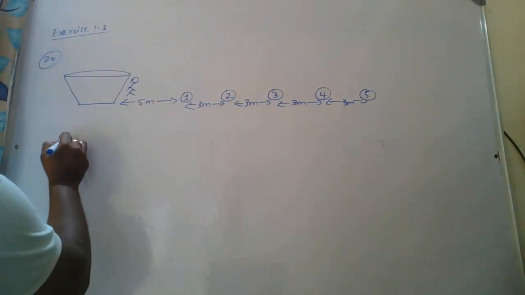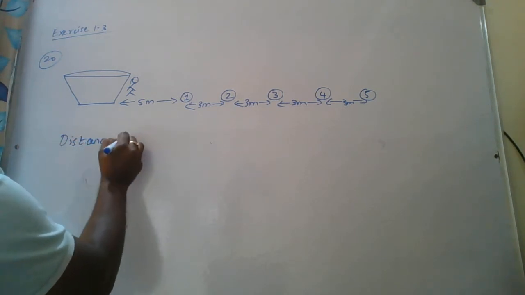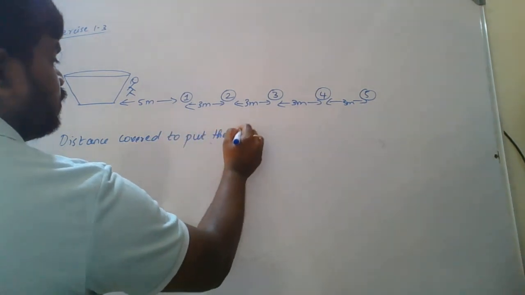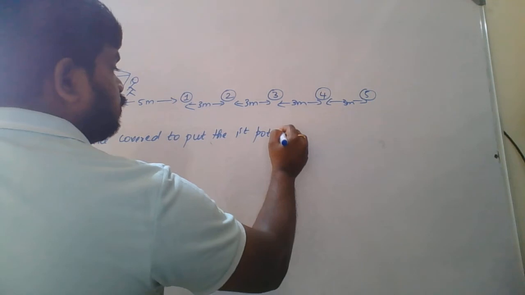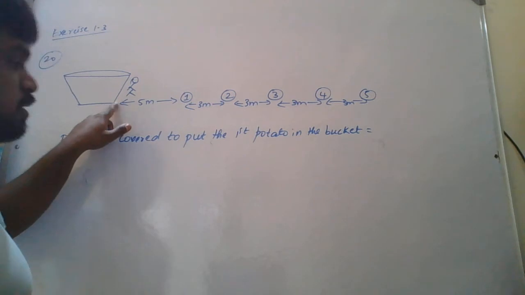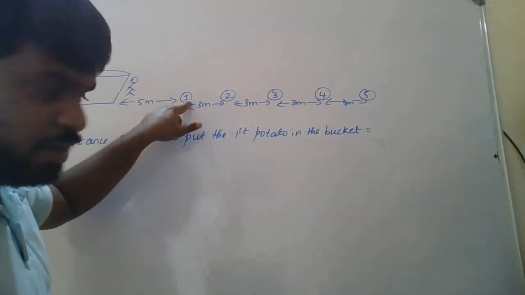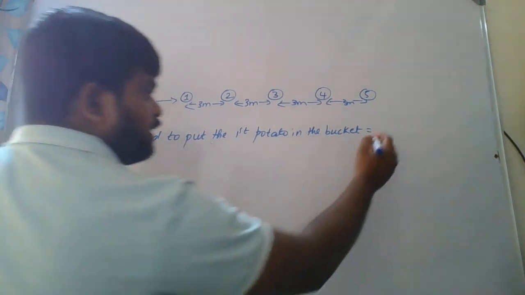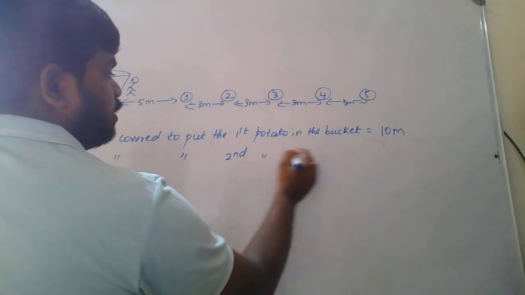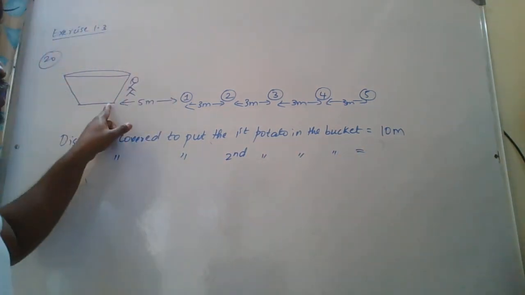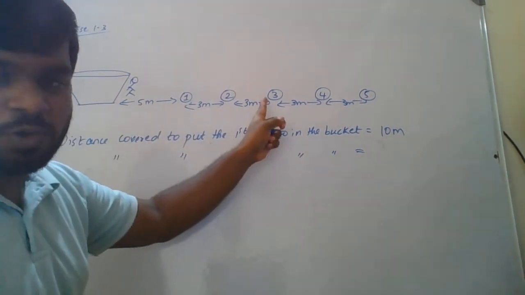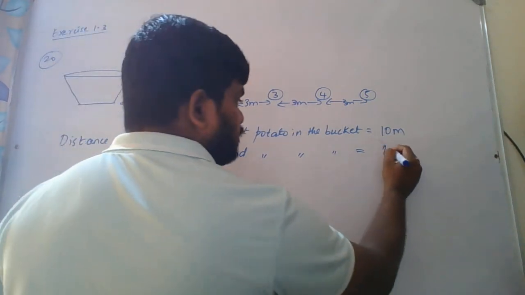Now, the distance covered to place the first potato in the bucket will be how much? The starting point is here. She goes 5 meters and comes back 5 meters, so it will be 10 meters, 5 plus 5. Similarly, the distance covered to put the second potato in the bucket: she goes from here to here, 5 plus 3, 8. Comes back 8. 8 meters going, 8 meters coming back. So 8 plus 8 is 16.